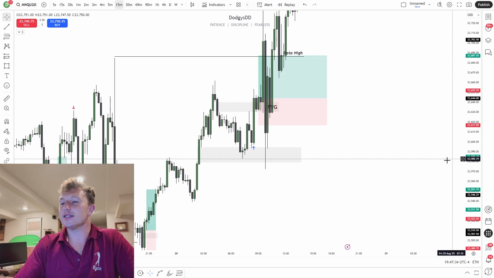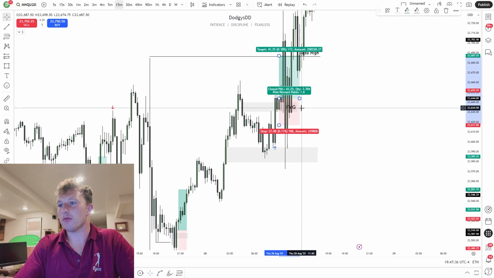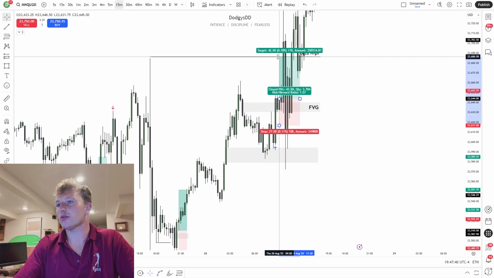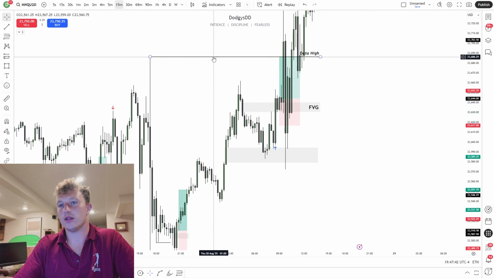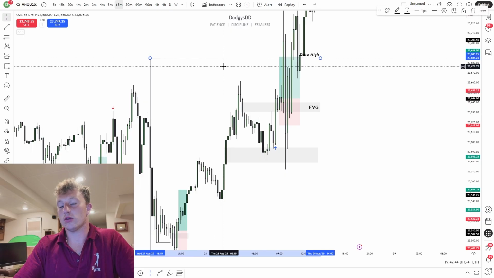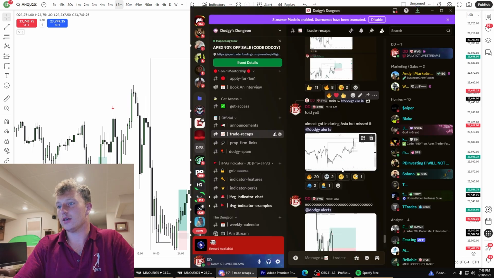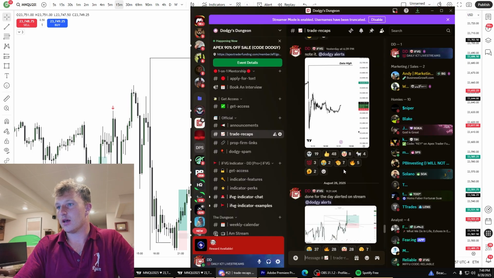But why is it a setup that works and keeps you profitable? Because of the draw on liquidity. Draw on liquidity is the most important part of the market. You will succeed the most and be the most profitable if you only take trades when there's an obvious draw on liquidity. If we go in my Discord, don't mind some of these messages.